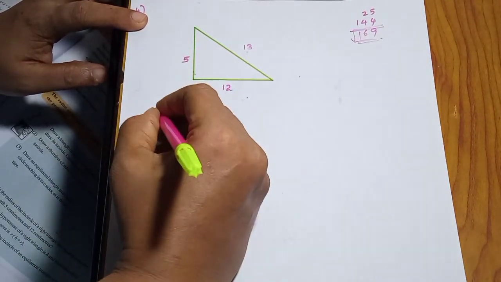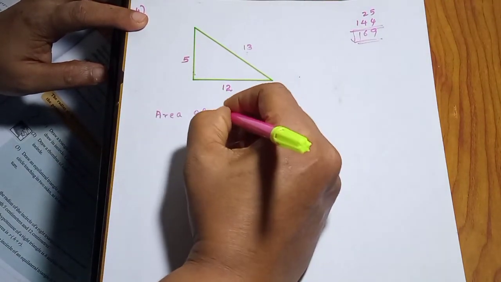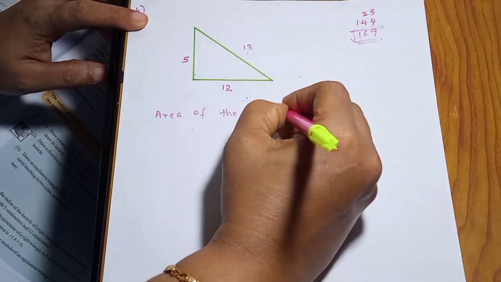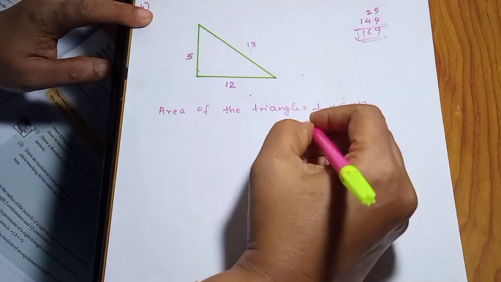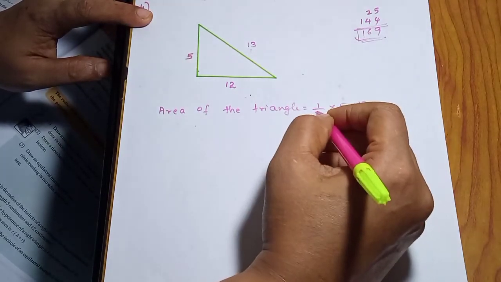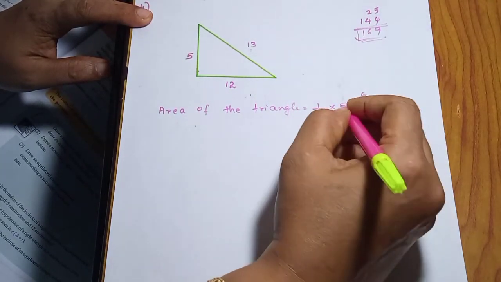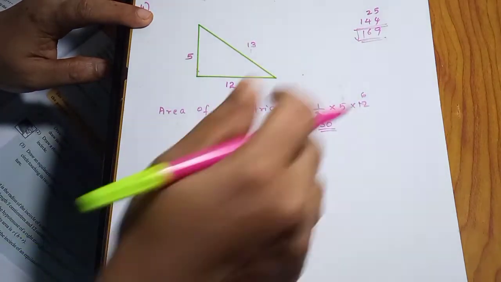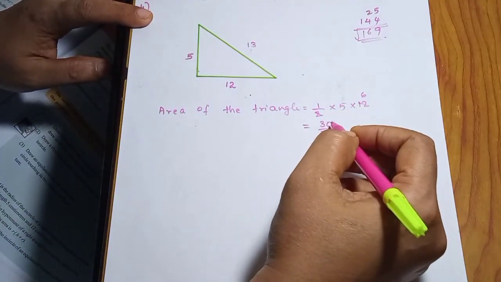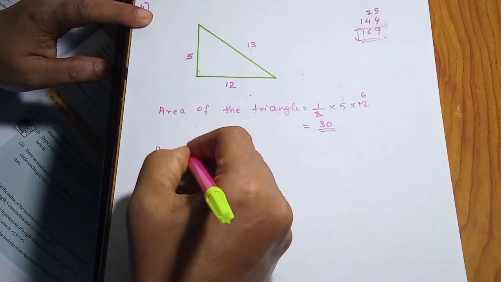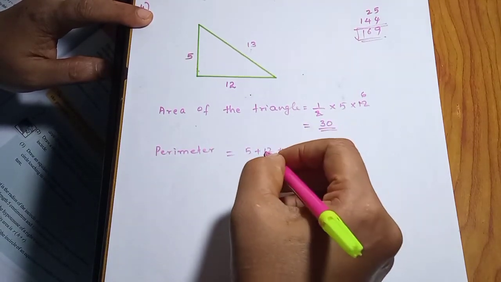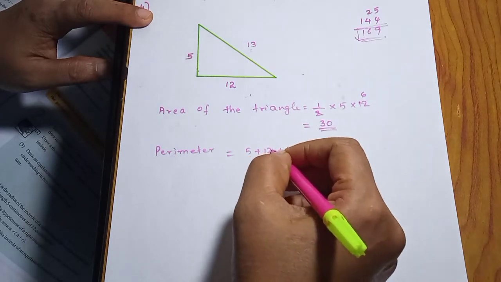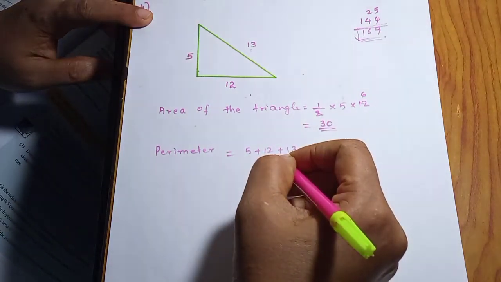Then what is the area of this triangle? Area of the triangle is half into 5 into 12. Okay, half into 5 into 12 is the area. And what is that? 2 and 12 can be cut by 6. So 5 into 6 is equal to 30. Okay, so area of the triangle is equal to 30. Then what about the perimeter? Perimeter is equal to 5 plus 12 plus 13. Okay, 12 plus 13 is equal to 25. 25 plus 5 is equal to 30.